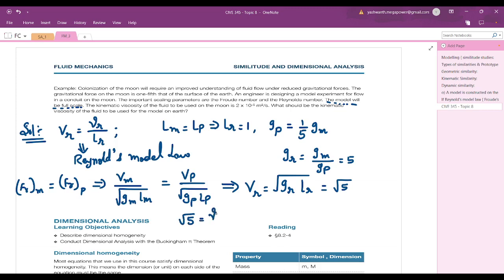Root 5 is equal to nu R, because you see, LR is 1. Therefore, nu R, which is kinematic viscosity in model by kinematic viscosity in prototype, is equal to root 5. Now, if you observe in the question, the kinematic viscosity of the fluid on the moon, meaning the prototype, is given. He's asking us for the kinematic viscosity for the model on earth, that is nu m. So it is root 5 into 2 into 10 to the power minus 5. Can you simplify and tell me this answer?